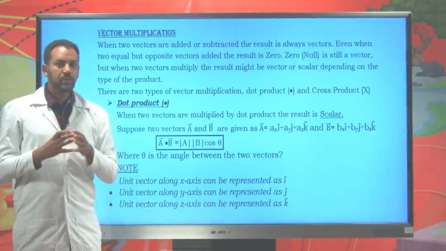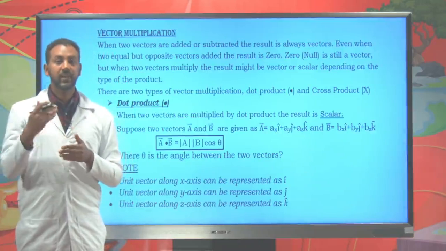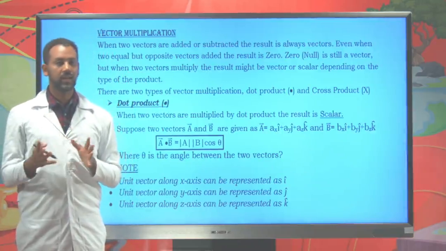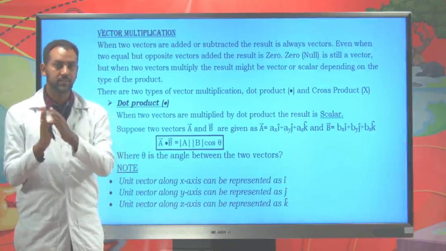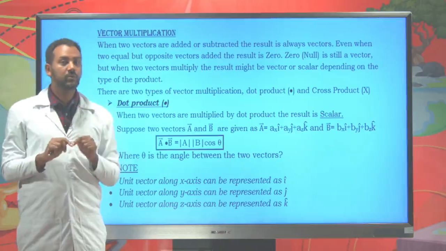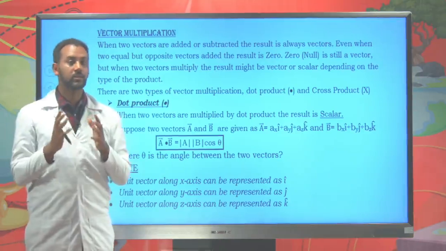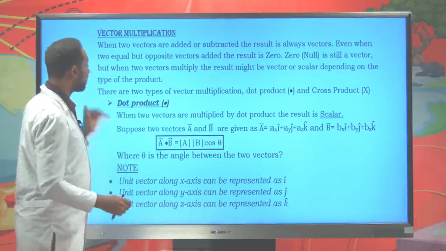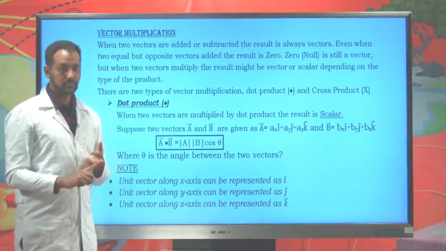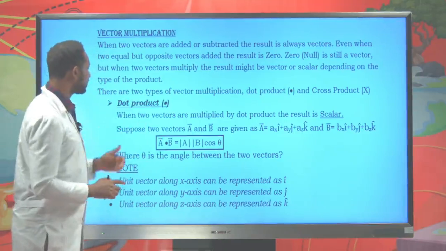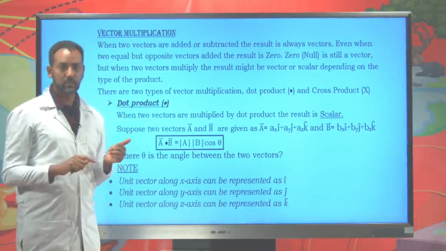The multiplication of two vectors might result in a vector or might result in a scalar. Okay, it's not like the summation and the difference of two vectors. The sum or the difference of two vectors results in a vector, but the product of two vectors might result in a vector or a scalar, depending on the type of the products. So here you have two types of products: the dot product and the cross product. The dot product results in a scalar, and that's why it's called the scalar product.